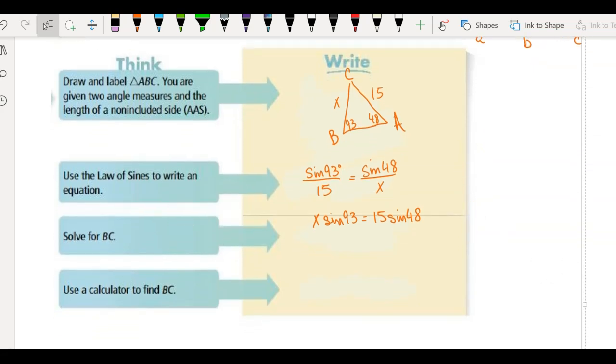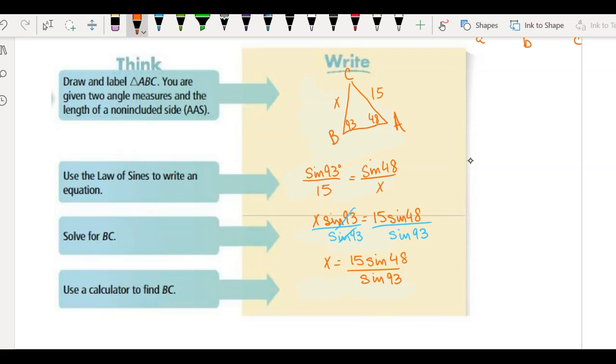So who's in the way of x being by itself? Sine of 93. So I'm going to divide both sides by the sine of 93. So this cancels out. So I have x is equal to 15 times the sine of 48 divided by the sine of 93.